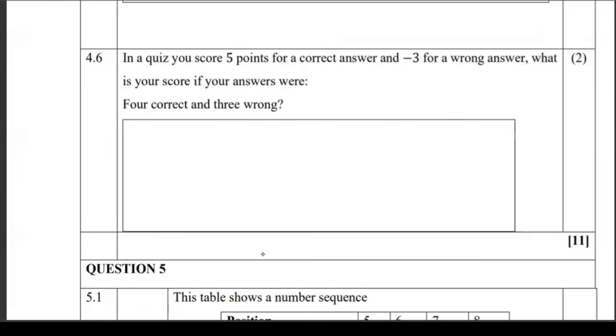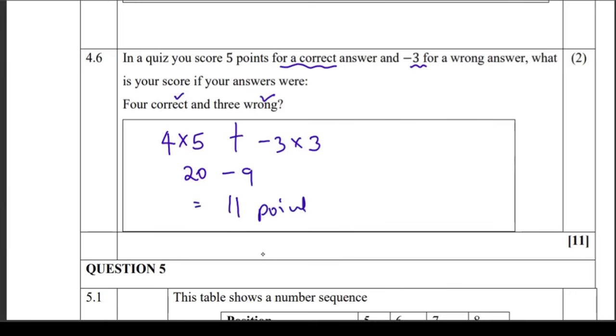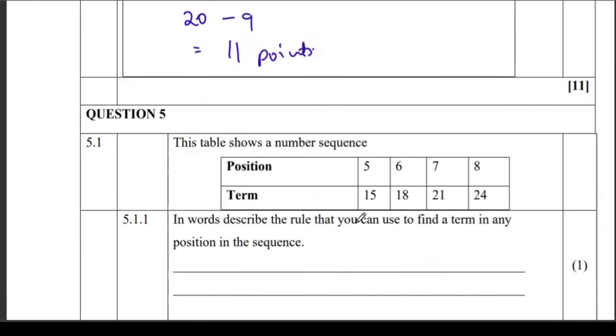4.6, in a quiz, you score 5 points for the correct answer, and then negative 3 for a wrong answer. What is your score if your answers were 4 correct, 3 wrong? So 4 times 5 plus negative 3 times 3. So 4 times 5, we have 20 points. 3 times 3, 9 points will be taken away from the total of 20, meaning that you'll have 11 points altogether.